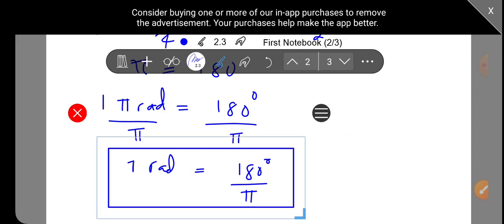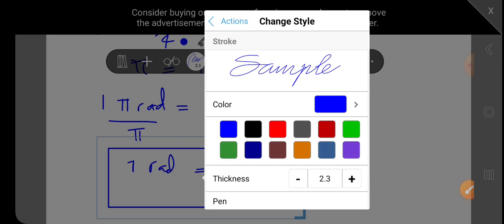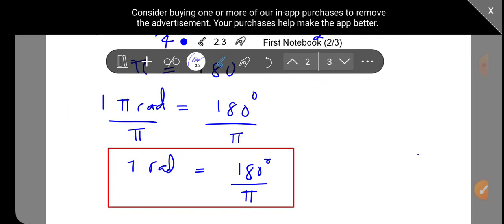What about to convert from degrees to rad? Well, it's pretty much the same, because we said pi rad is equal to 180 degrees. So you can see there, we have another one where we have said 180 degrees is equal to pi rad.